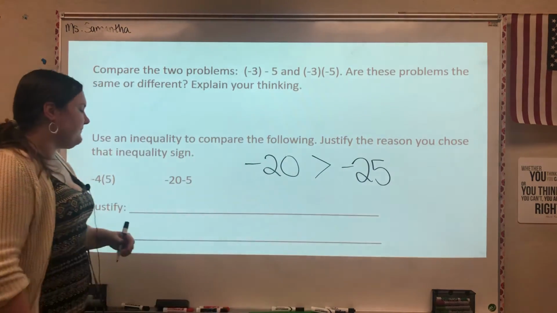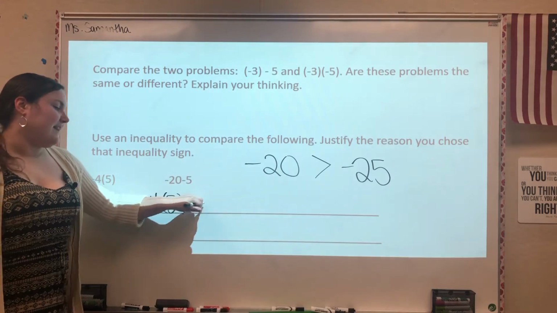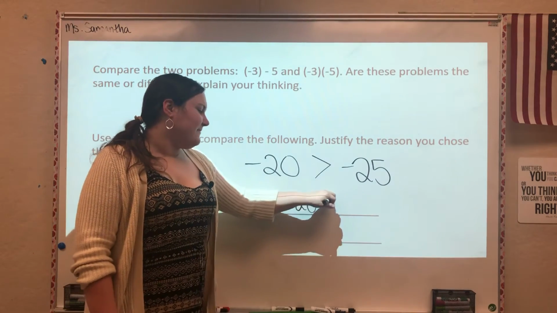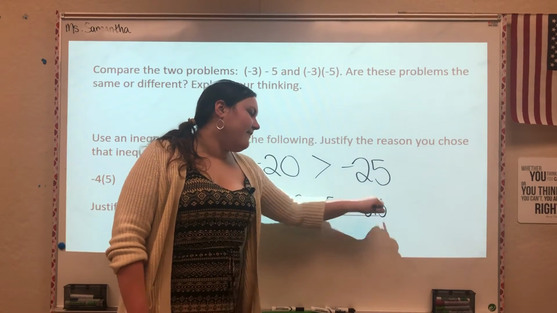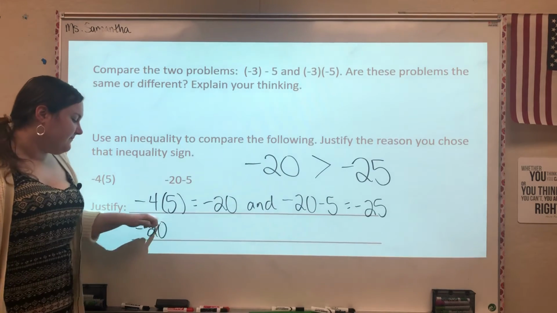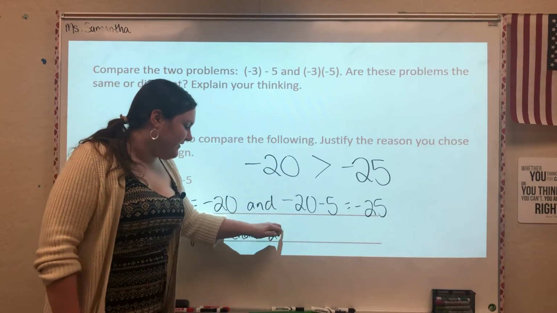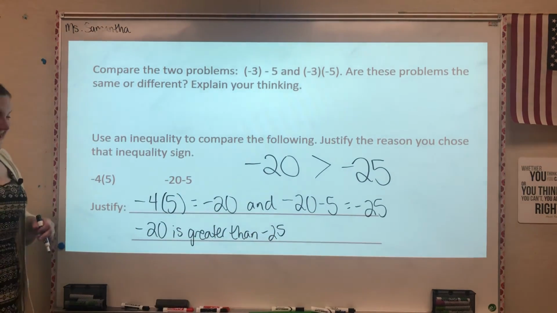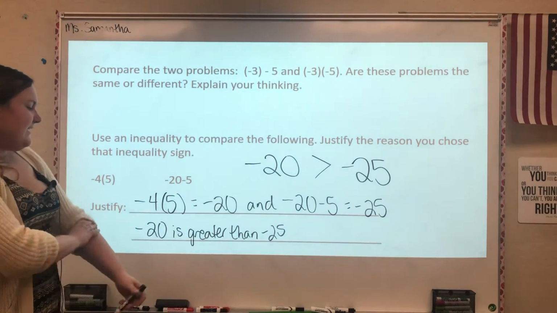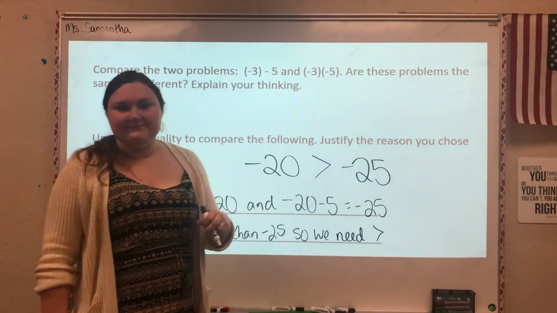than the negative 25 is. So for that justify, what could we say? Well, we could say first we did negative 4 times 5, and that equaled negative 20. And then we did negative 20 minus 5, which gave us negative 25. What inequality sign do we want to use? Well, I could say negative 20 is greater than negative 25. I would love to hear how you reasoned that out too. Were you thinking about money? Were you thinking about temperature, a number line? How do you know that that was greater than? And then we could just say, so we need the greater than sign. Something like that.